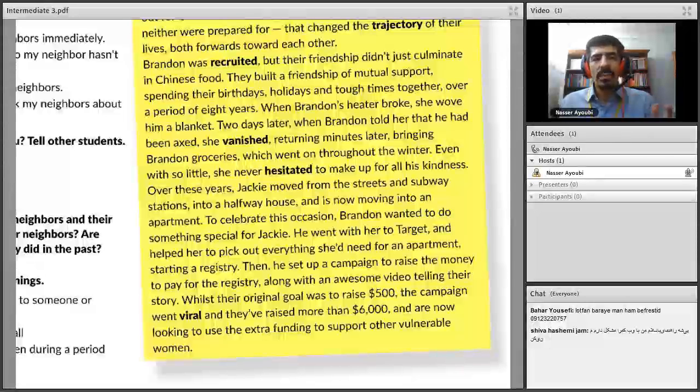When you hesitate to do something, you stop. You want to do something, then you hesitate. Oh, is it good to do? You hesitate. She never hesitated. She never stopped to make up, make up means compensate for all his kindness. Because Brandon was so kind to her, she wanted to compensate, make up for all the kindness he had for her. Over these years, Jackie is her name, moved from the streets and subway stations into a halfway house.